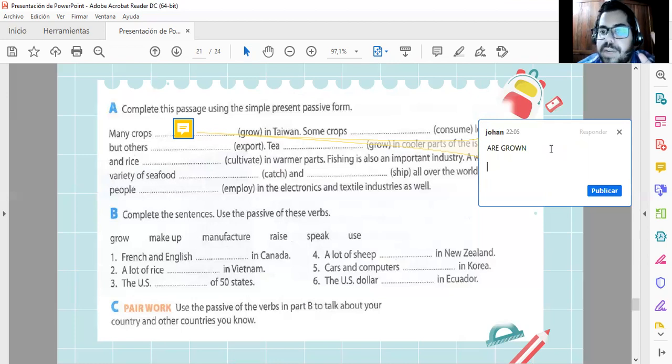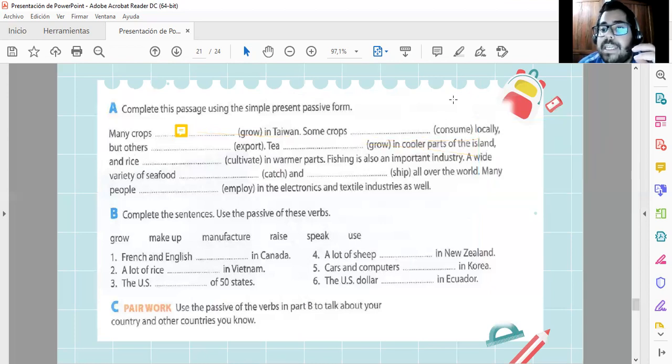Well, you know what consume is, right? It's almost like in Spanish. We can say, for example, over here, are, right? Because we're talking about crops. And consume is a regular verb, so we say consumed. Okay, teacher, but what is crops? Well, guys, crops are los cultivos. So many crops are grown in Taiwan. Muchos cultivos se dan en Taiwán. Algunos cultivos son consumidos localmente, locally. Some crops are consumed locally.